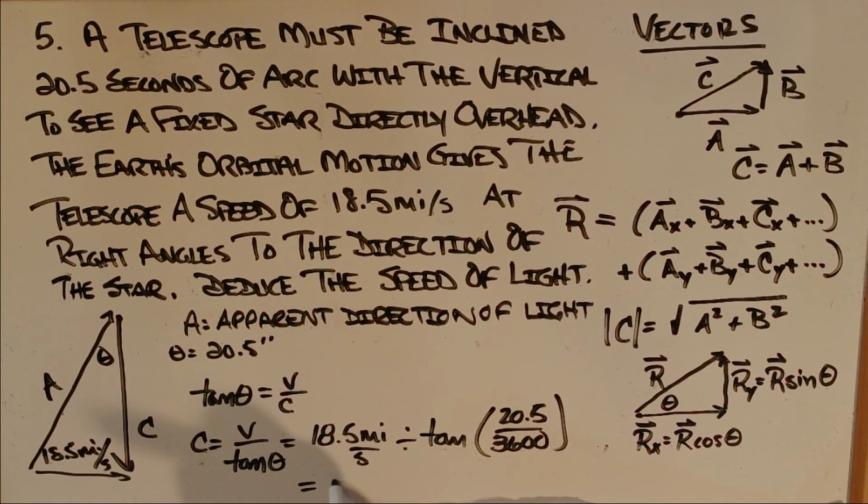We punch numbers into the calculator. We come up with a value for the speed of light, 186,141 miles per second, which if you convert to meters per second, comes out pretty good.